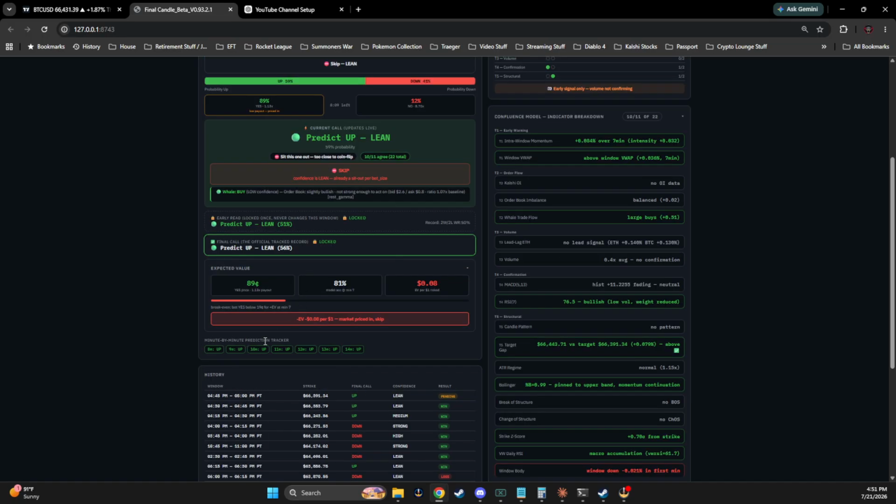And then you have a minute by minute prediction tracker. It'll give you what it was for each minute, so you can see where it was. Obviously this one so far throughout the entire trend, the last 7-ish minutes, it's been trending up. So it has a lot of upward momentum.